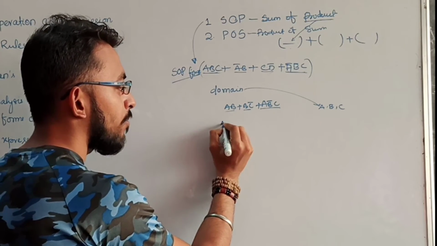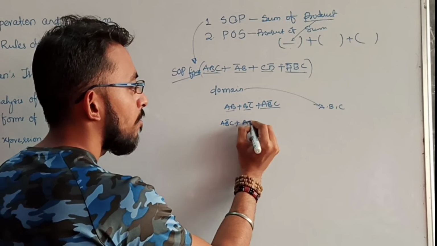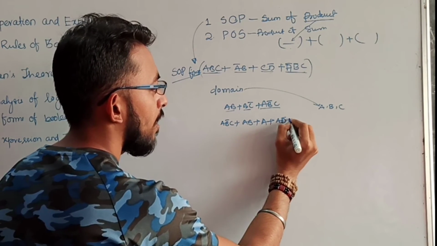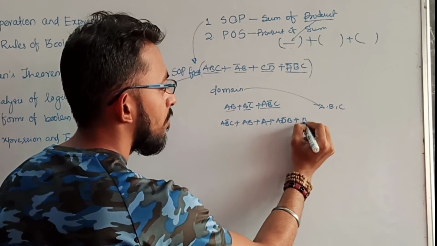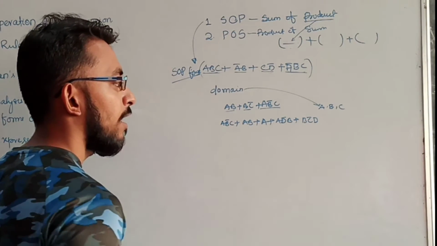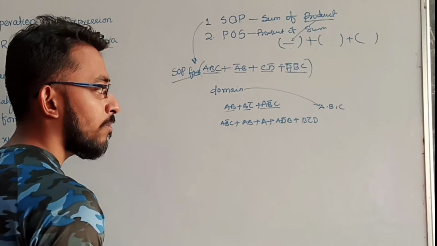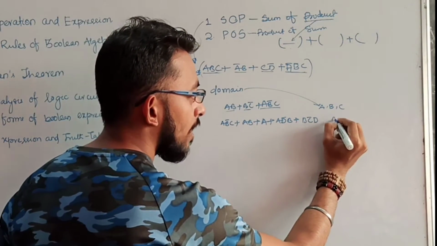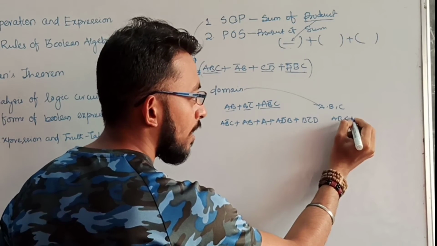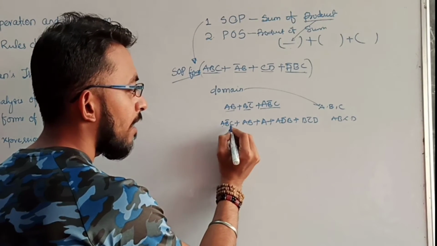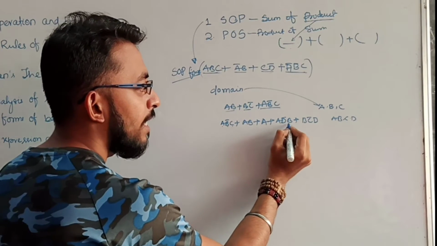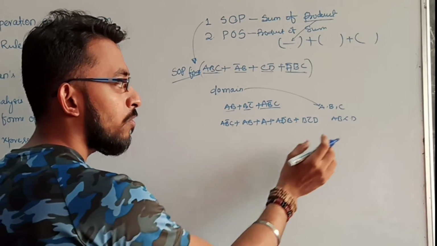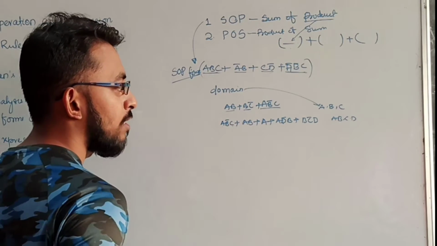Let's take another example: A B bar C plus A B plus A D bar B plus B C bar D. Let's take this as another sum of product form. What is the domain in this case? The domain is the number of input variables, that is A, B, C, D. There is no other variable present, no E, no F. So these are the domains.